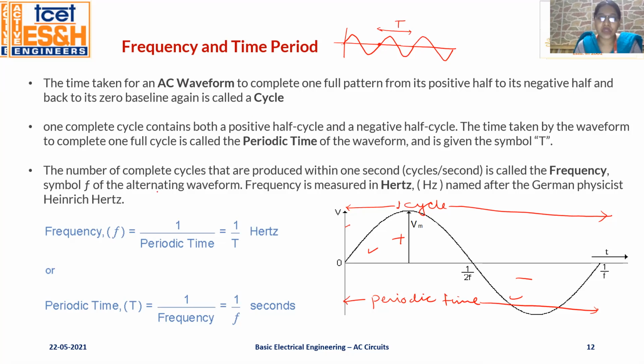Now frequency. Frequency is the number of complete cycles in 1 second. Okay. So the number of cycles in 1 second is frequency. The formula for frequency is 1 by T. And the periodic time you can take again as the inverse of frequency, T equals 1 by f.